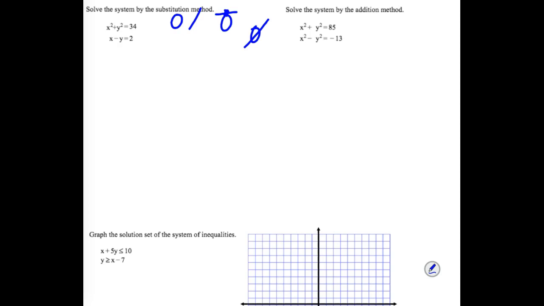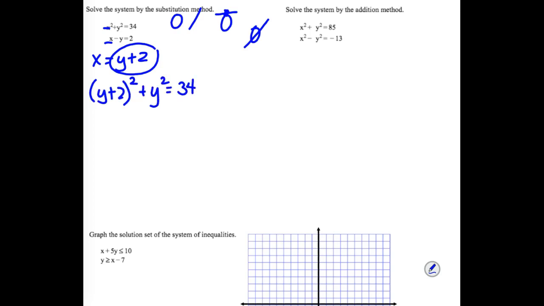Easiest option is to take your linear equation and solve for an x or y. Then we can dump it into the more complicated one. So let's say we solve for this x. We'd have to add the y to the other side. And I'm going to take that now and substitute it in for my x. Okay? So I'm going to have y plus 2 squared plus y squared equals 34.